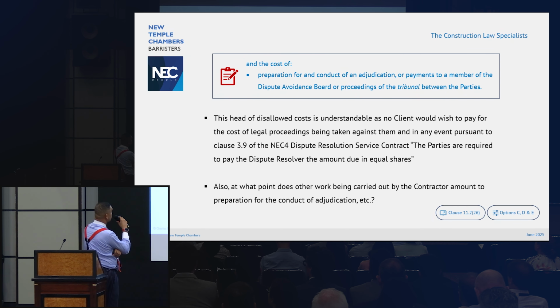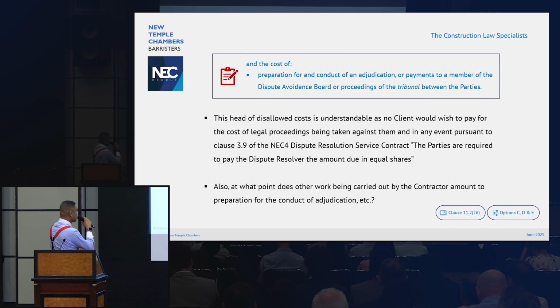Preparation for and conduct of an adjudication, or payments to members of the dispute board. Now, this head of disallowed costs is understandable because no client would wish to pay for the cost of legal proceedings being taken against them, as the parties, in accordance with the dispute resolution service contract, are required to pay the dispute resolver in equal shares.